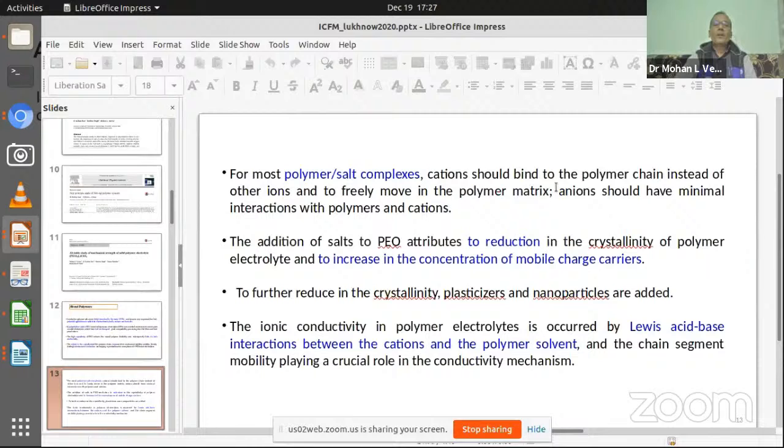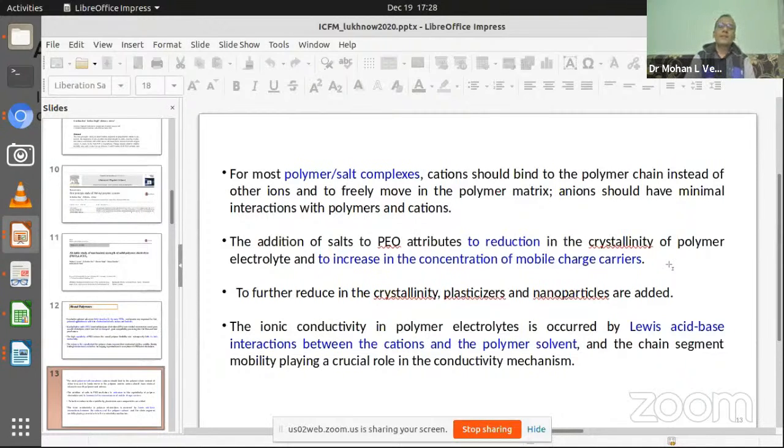For most polymer salt complexes, cations should bind to the polymers. Actually, on the experimental side, what we do with this particular polymer-based material is prepare it like other experimentalists, add some inert solid materials to make a composite electrolyte system, and study its electrical properties using LCR meters, etc.